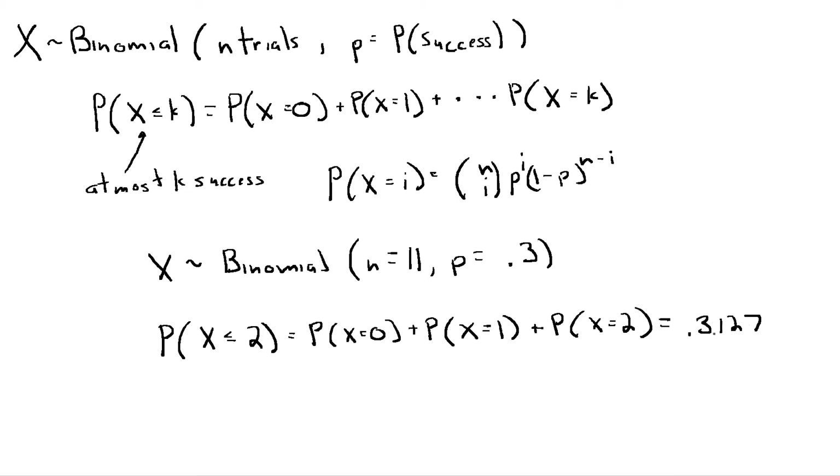A shorter way to do that is to use the binomial CDF option in the calculator, the Binom CDF. Now to use this, you got to enter 3 numbers, an n, which is the number of trials, p, which is the probability of success, and then what you want to be less than or equal to. In this particular case, n is 11, our p is 0.3, and we want to be less than or equal to our k, which is 2.